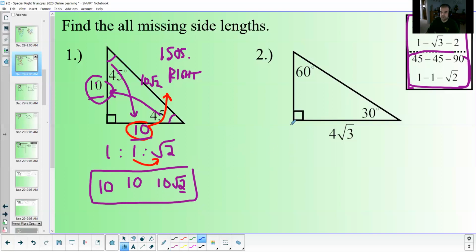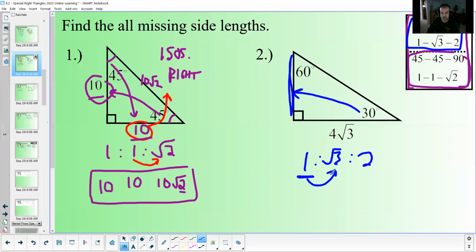On number 2, we have a similar setup, but different ratios. We have a 30-60-90 triangle. Using the ratios, let's go back there, it's 1 to root 3 to 2. What that means is if you can find the smallest side of the 30-60-90 triangle, and the smallest side is always the side across from the 30-degree angle, which would be this one, then you can find the next larger side, the longer leg, by multiplying the shortest side by root 3. And you can also find the hypotenuse by multiplying by 2.